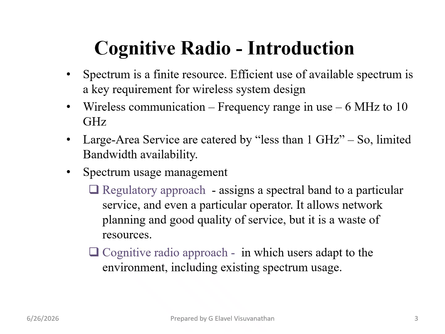Assign a spectrum band to a particular service and even a particular operator. It allows network planning and good quality of service, but it is a waste of resources. So the regulatory approach means we assign a spectral band to a particular service and then to a particular operator. It allows network planning and good quality of service, but from another point of view, we are going to waste our resources.